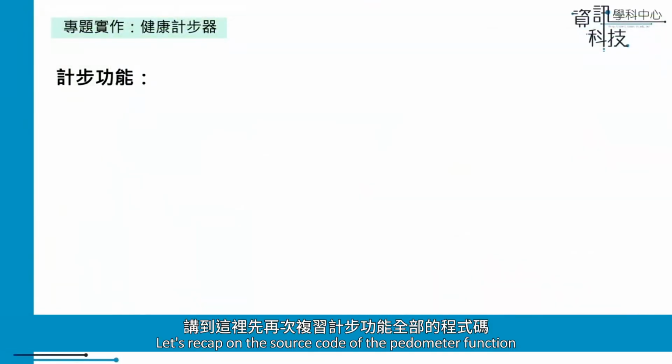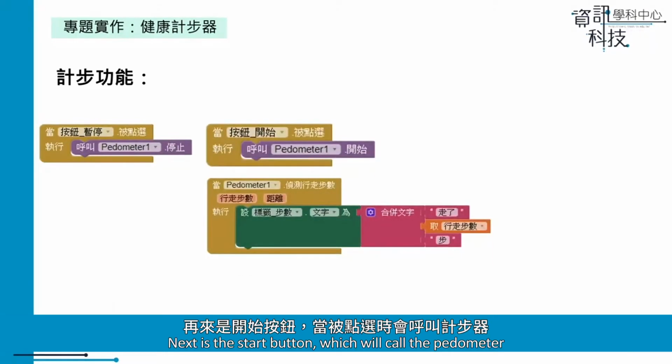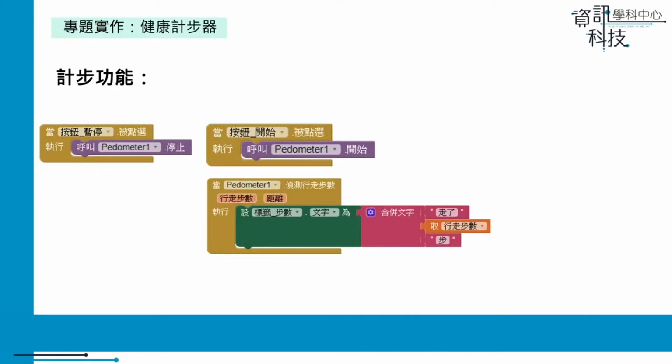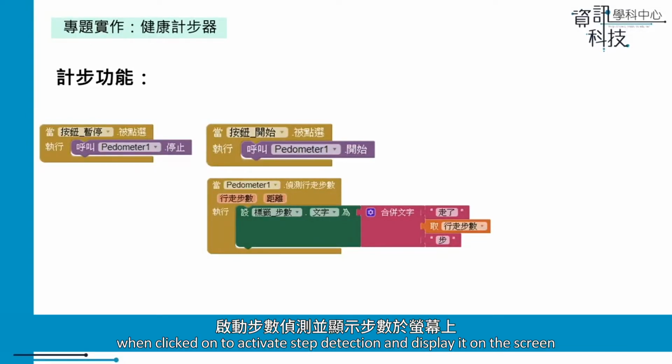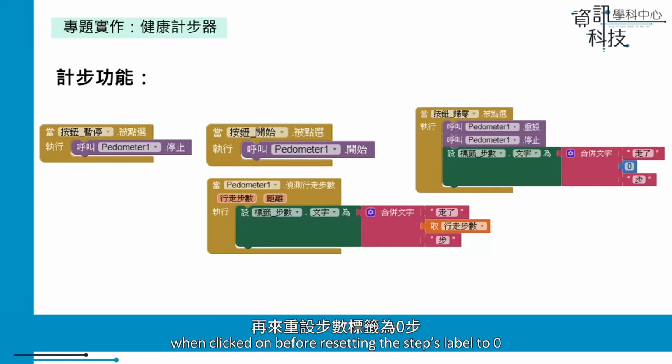Let's recap on the source code of the pedometer function. First is the stop button, which will stop the pedometer when clicked on. Next is the start button, which will call the pedometer when clicked on to activate step detection and display it on the screen. Last is the reset button, which will reset and stop the pedometer when clicked on before resetting the steps label to 0.